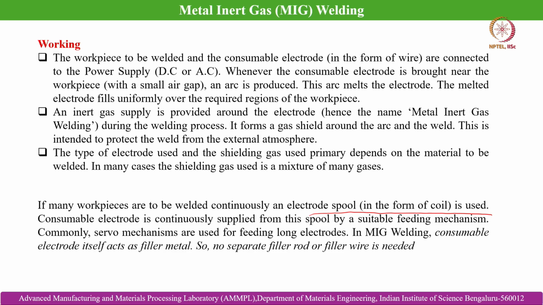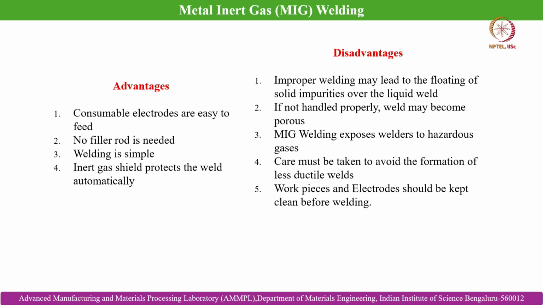In MIG welding, the consumable electrode itself acts as a filler metal. So, no separate filler rod or filler wire is needed, which is used in the case of tungsten inert gas welding, that we will be discussing next. The advantages of MIG are: consumable electrodes are easy to feed, simple welding, no filler rod is needed, and the inert gas shield protects the weld automatically.